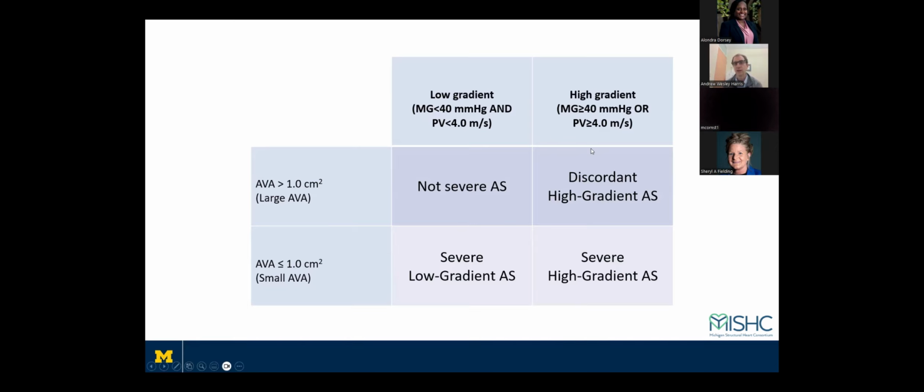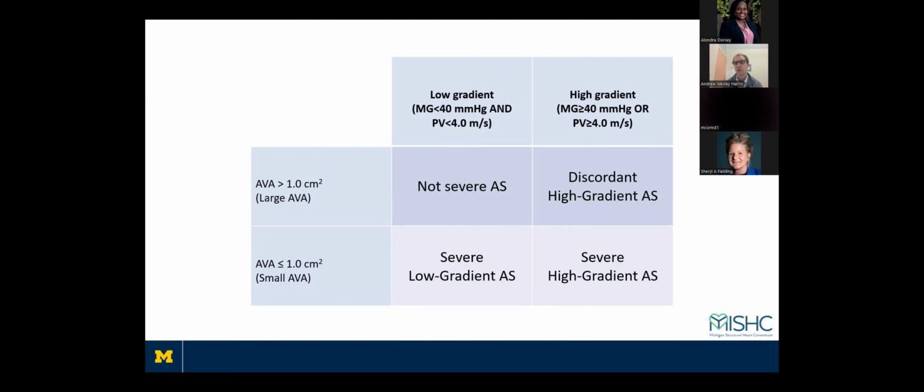Going to the right here, if somebody has severely elevated gradients across their aortic valve, but has an aortic valve area of greater than 1 centimeter squared, this would be considered discordant high gradient aortic stenosis. And this can be due to a variety of causes. Sometimes it's due to concomitant aortic regurgitation. Sometimes it's due to a high flow state.